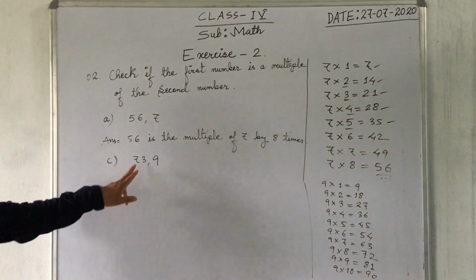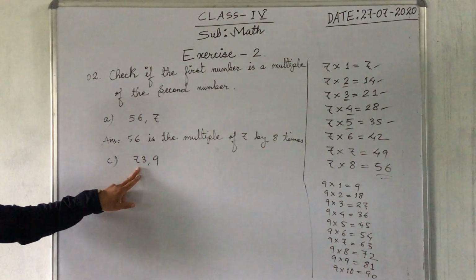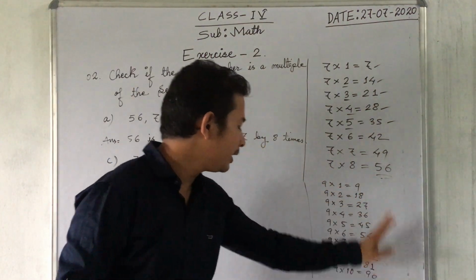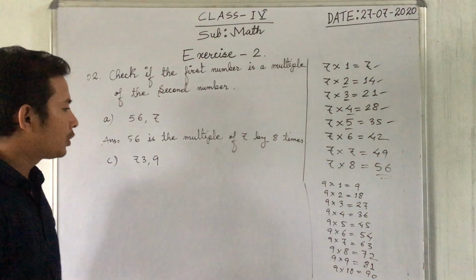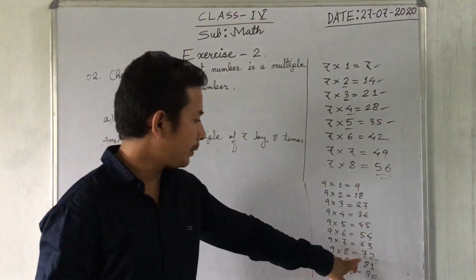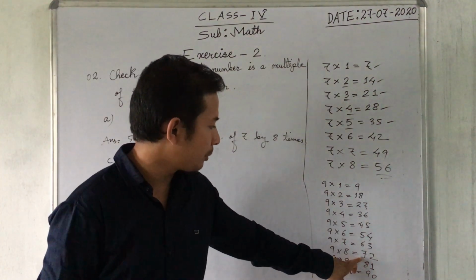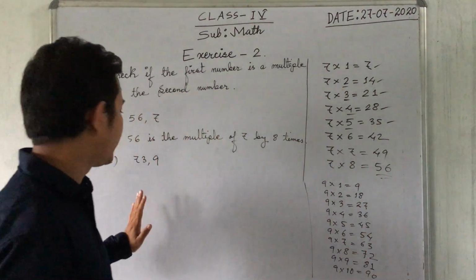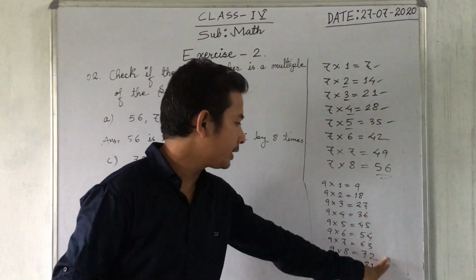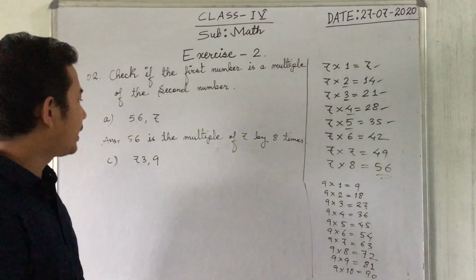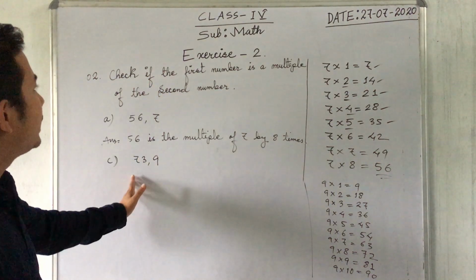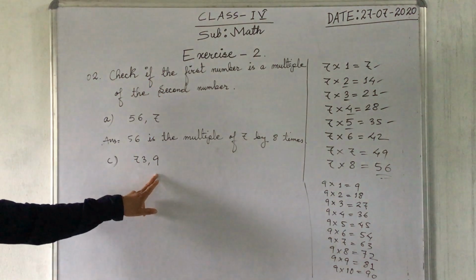Now look at here, there is 73 as the first number which is given in the question. Look at the table of 9, is 73 there? No, because there is 72 which is the nearest smaller number than 73, and after that there is 81. That means we can easily say this first number is not a multiple of the second number, which is 9.